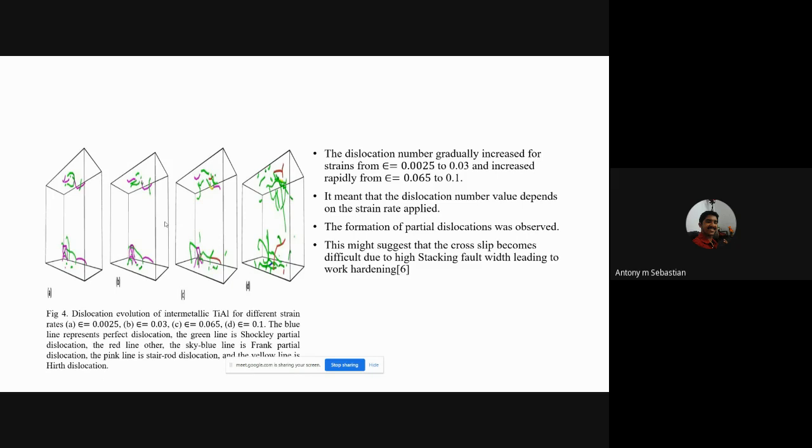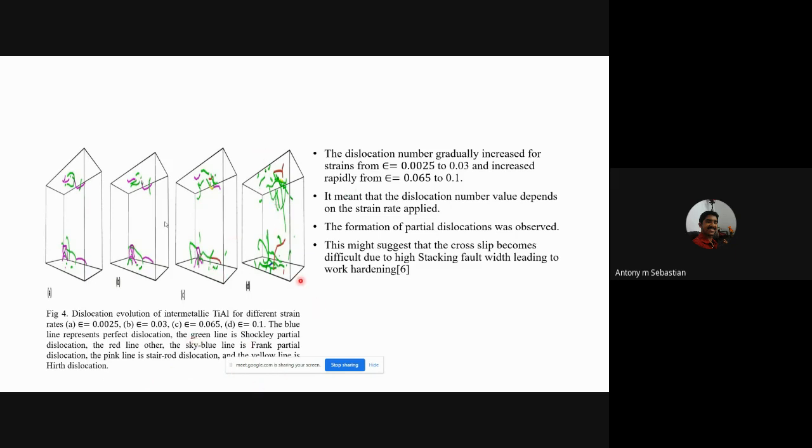You can see I took the snapshot at different strain values, 0.025, 0.03, 0.065 and 0.1. You can see that the dislocation number gradually increased from 0.025 to 0.03 strain value, but it has abruptly increased from 0.065 to 0.1. So this is basically the dislocation mechanism. You can observe that dislocation intersection happens, and this leads to dislocation kinks or jogs, and pinning of dislocations happens, as you can observe there. And because of the pinning of dislocations, dislocation tangle has happened.